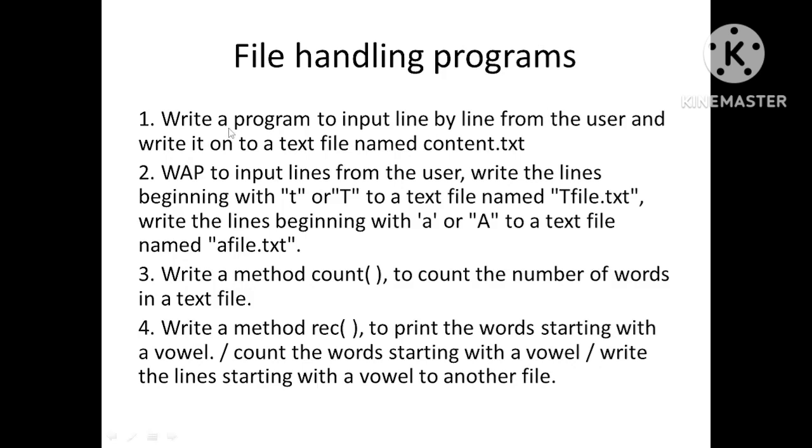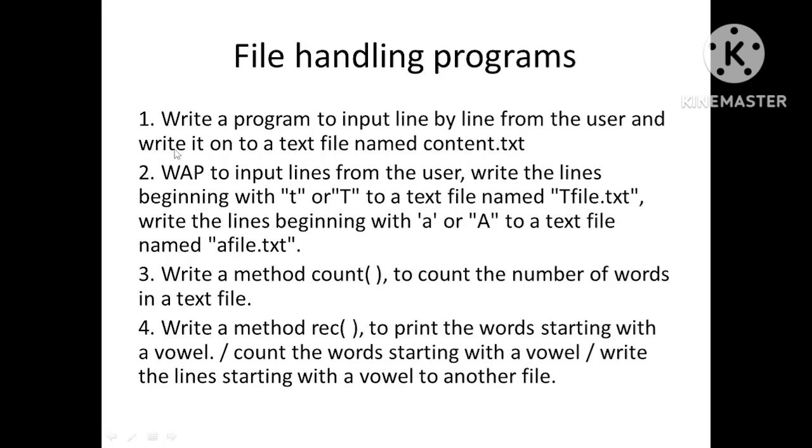So let us look at the first program. Write a program to input line by line from the user and write it onto a text file named content.txt. So you're going to get some input from the user and write it onto the text file. This is the question. Now observe the question carefully. There is one piece of data already given here, the text file named content.txt. So you have to open a file handle for the file content.txt. What is the requirement? You have to write.